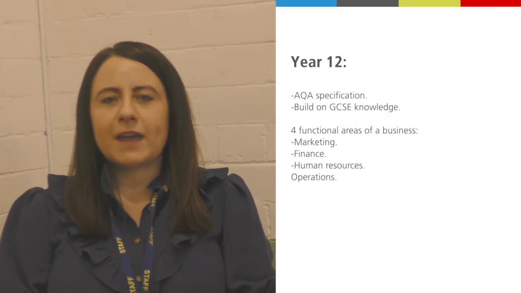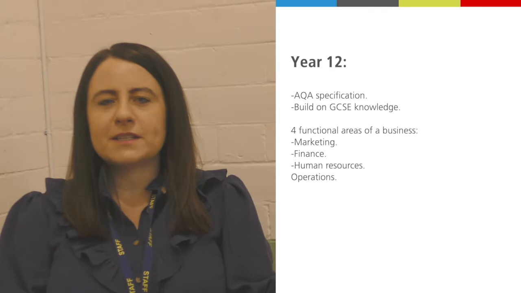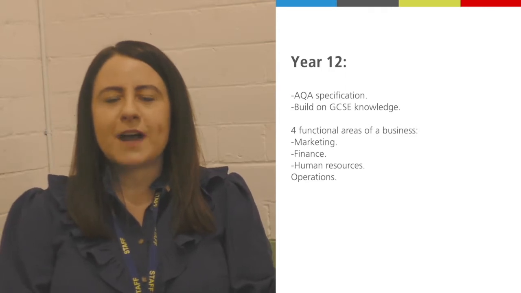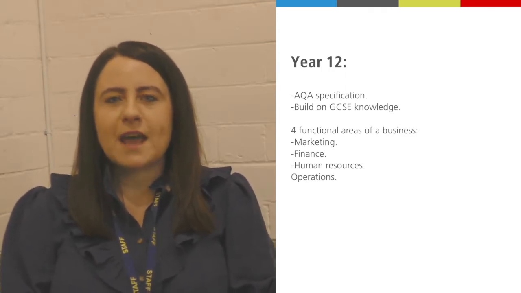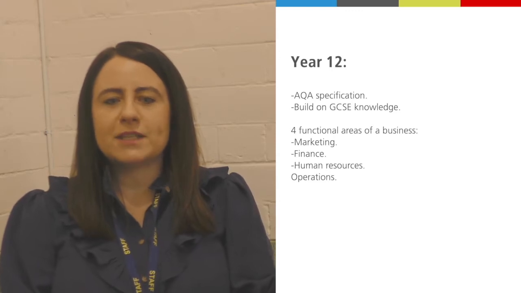In Year 12, you'll build on any knowledge that you might have gained at GCSE and you'll look at the 4 functional areas of the business. So they are marketing, finance, human resources and operations. You look at these in more detail than you perhaps did at GCSE.